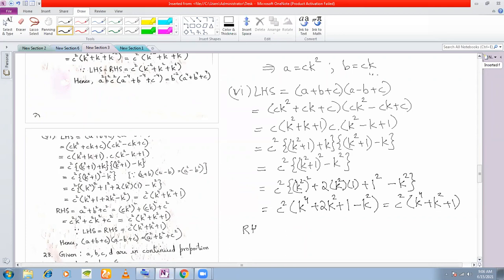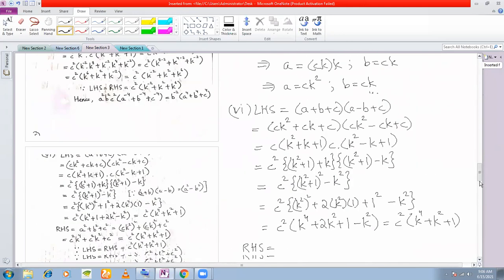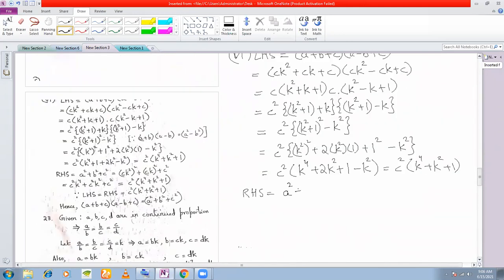What about the right hand side? The right hand side here is a square plus b square plus c square. So a square plus b square plus c square. Put the values. A is ck square, B is ck, and we write c square as it is.